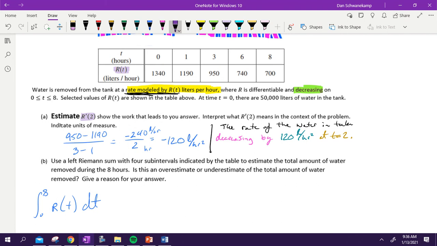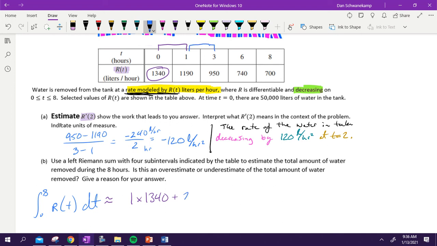That's a good sign. Evan, what is the first interval going to look like? What's the width of the first one? 1. It's 1, because we're going from 0 to 1. And then it's 1 times my height. What height am I going to use if I'm doing LRAM? 1340. So 1 times 1340 plus, we're doing my next one. What's my next one going to look like here, Caden?